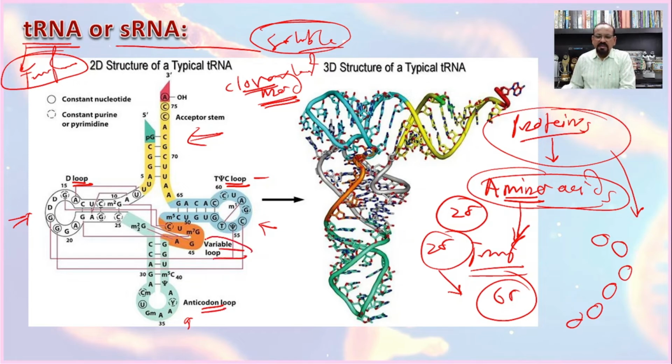The name indicates that the length in different organisms or in different tRNAs is different, and hence it is known as the variable loop. The anticodon loop means that the sequence of 3 nitrogen bases present on this loop is used as an anticodon.